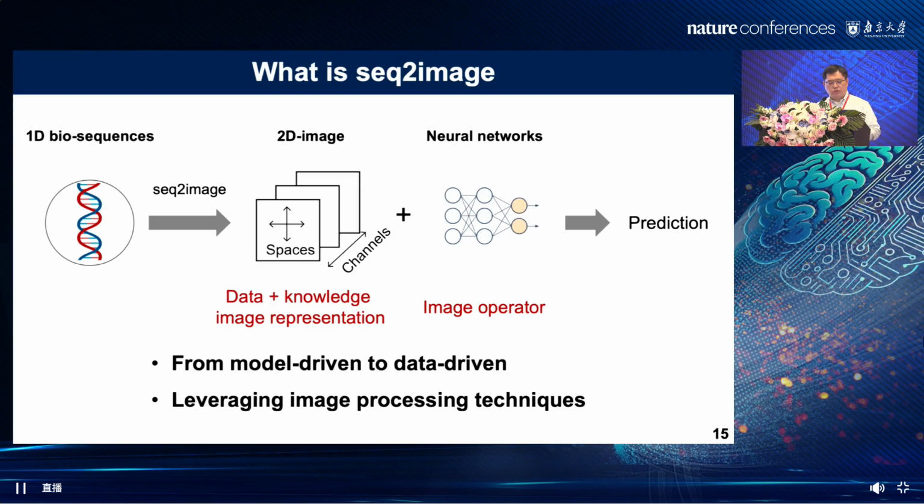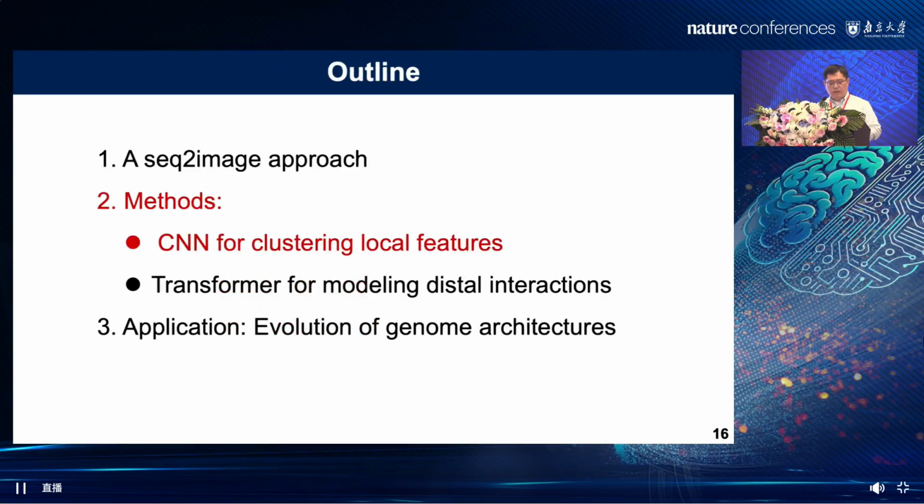By doing that, we actually get a lot of benefits for the sequence genomic field. The first one is moving from model-driven technology to a data-driven approach. And secondly, we can use lots of image processing technologies, which are not really available for the sequencing field. All right, so here's the concept of sequence to image, and let me introduce some methods step by step, and also one application.